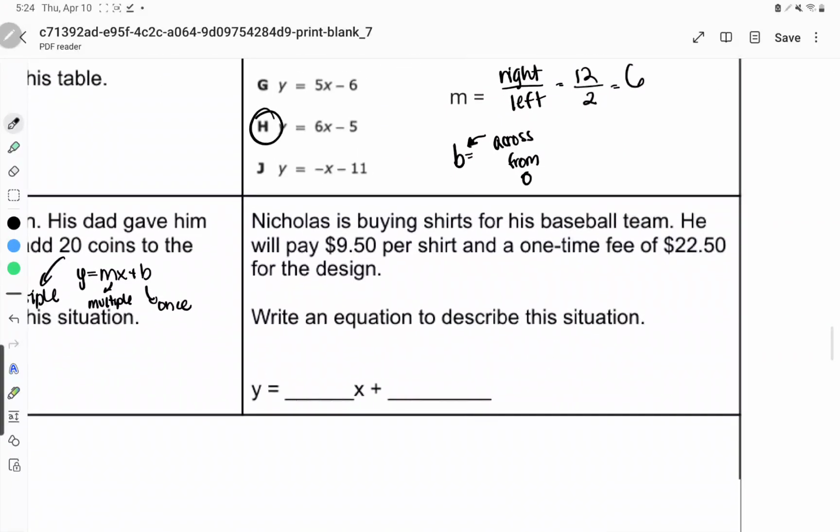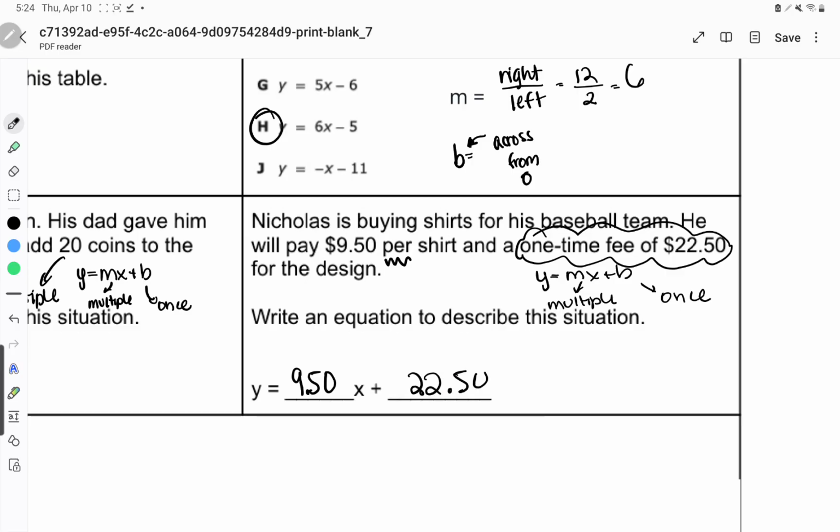This next one says Nicholas is buying shirts for his baseball team. He will pay $9.50 per shirt and a one-time fee of $22.50. Write an equation. Well, our equation is y equals mx plus b. And m happens multiple times. And b happens once. So, $9.50 happens multiple times or once? It happens multiple times because it's got that word per right there. So that's going to go right there and attach onto my x for my m. And then this literally says one-time fee. So this only happens once. So we have $22.50 right here.